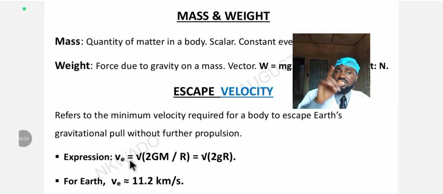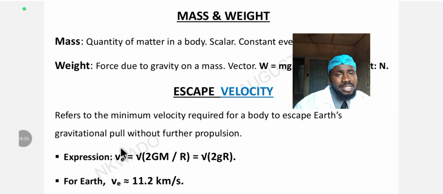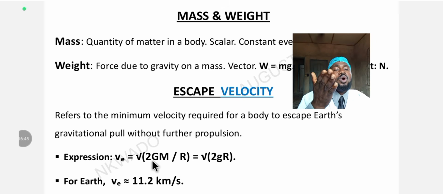Remember, angular velocity is that W thing. But escape velocity is VE. The symbol for escape velocity: VE is equal to root of 2GM over R, where G is the force of gravity, M is the mass, and R is the radius of the Earth. This is the first formula, depending on what you were given to solve.